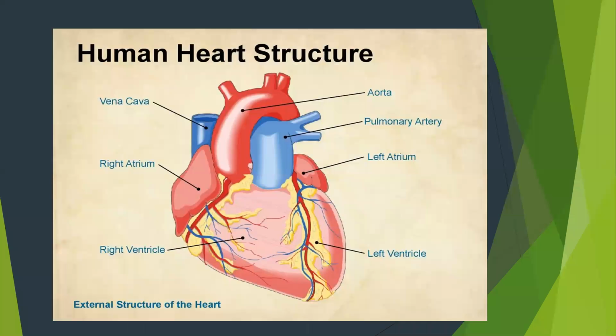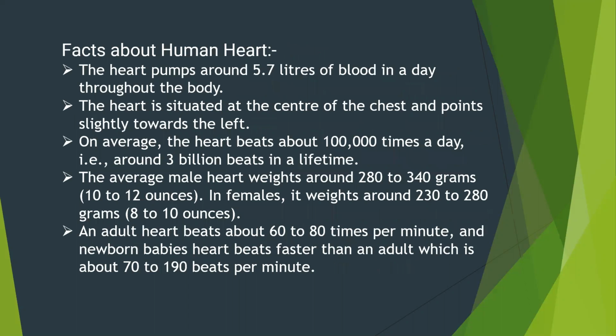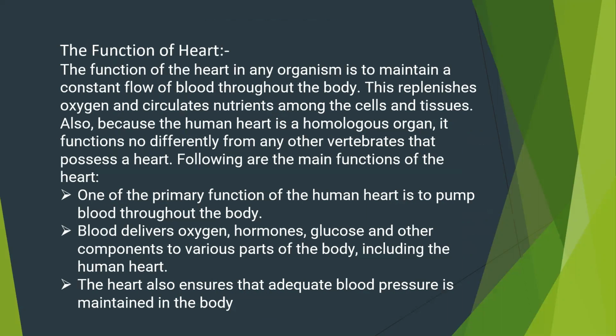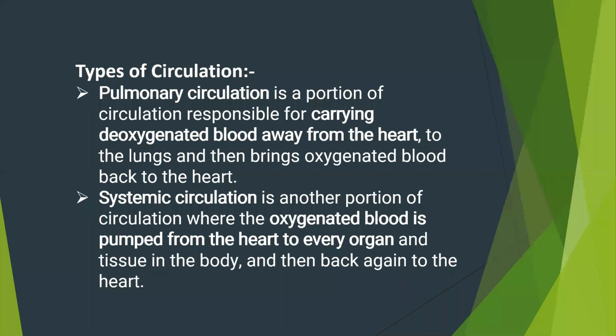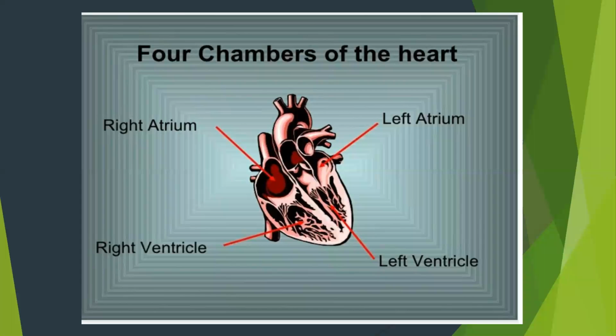Like we did, human heart structure, so a quick recap, because we are doing the human heart. I want to give you a brief about our previous lecture. We did the introduction, some facts, which are the basic facts. Then the position of the heart, then the function of the heart in general. Types of circulation, 3 types we did. Next, the structure of the heart in a nutshell. The structure is divided into 4 chambers, 2 atria and 2 ventricles.